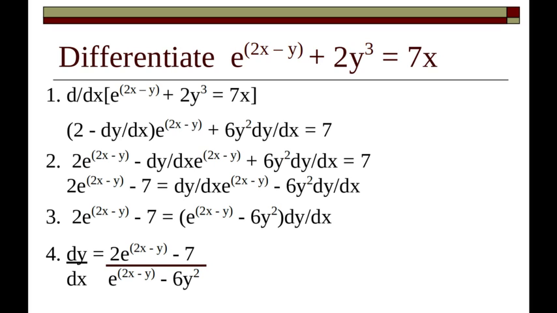And remember, you can't cancel out the e to the 2x minus y's because you've got subtraction on the top and the bottom. Only if you could factor it out can you cancel. So we would just leave it like that. And now we could find slopes of tangent lines. If we knew a point on the original curve, we could now plug it in there.